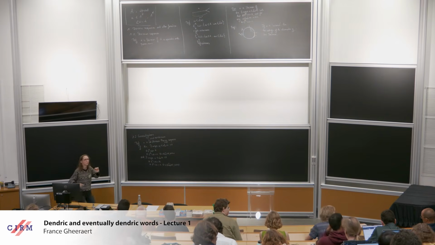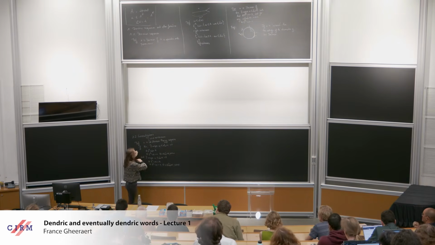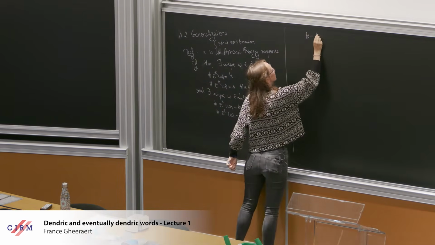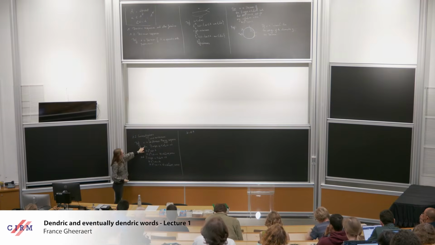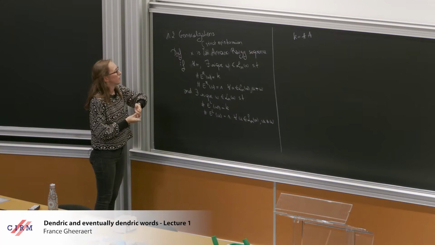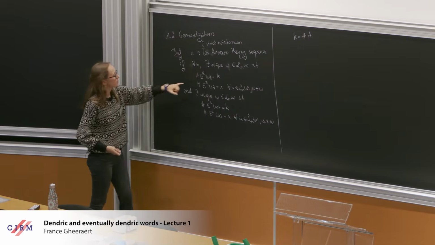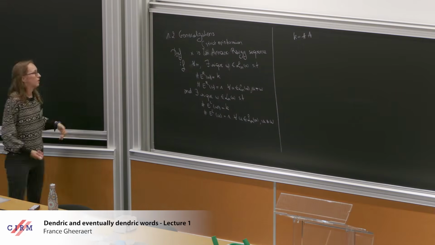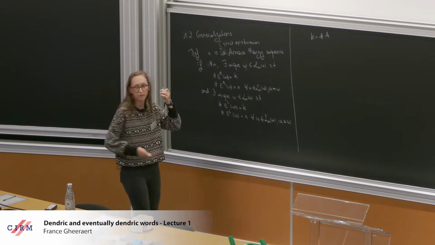Question: does the k depend on n or is it fixed? No, the k is fixed, and actually k is the number of letters in the sequence. Because if this has to be true for n equal to 0, and for n equal to 0, of course, there's only one word of length 0, which is the empty word. And so it has to satisfy this, so its number of extensions has to be equal to k. And that means that k must be the number of letters in your sequence. Okay?